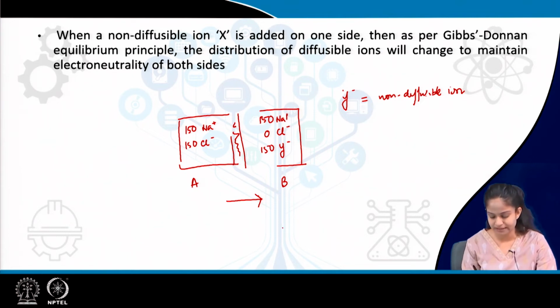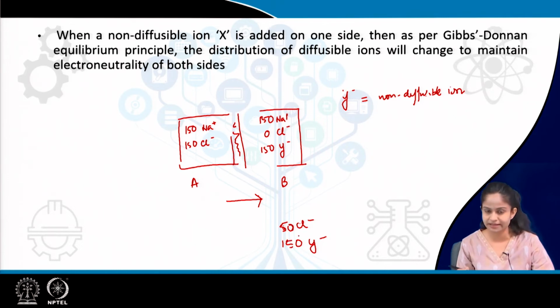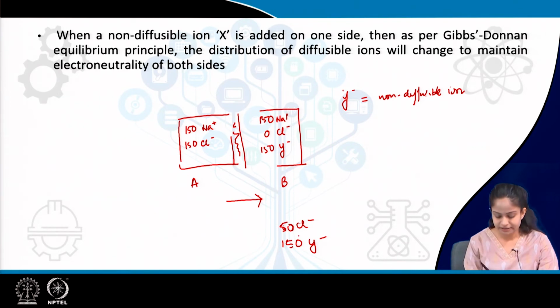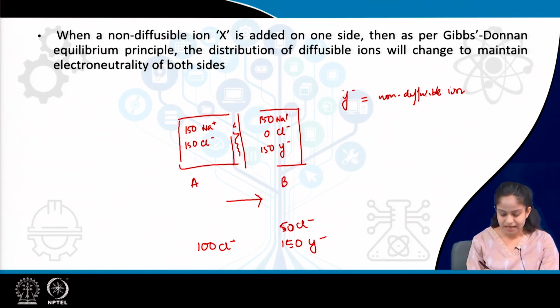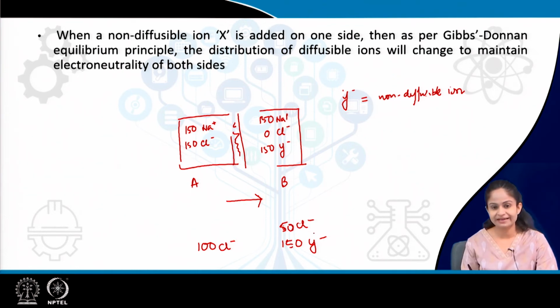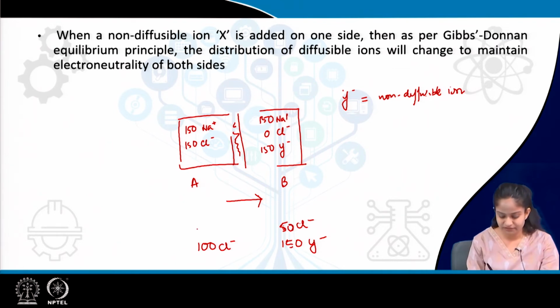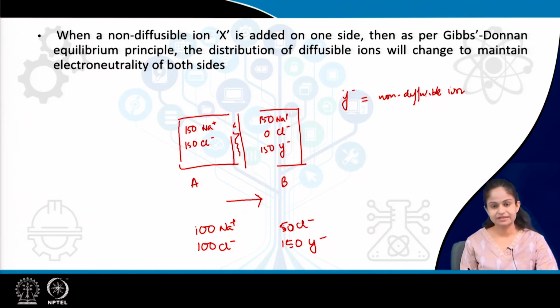Suppose in B, 50 chloride ions have moved, and we already have 150 negative ions, which are non-diffusible. In A we get 100 chloride ions, since 50 chloride ions have already passed to solution B. Now, since more anions are present in solution B, sodium will tend to get transferred from solution A to B. So, there will be 100 sodium ions in solution A and another 50 sodium ions will get transferred to solution B, which will result in 200 sodium ions in solution B.